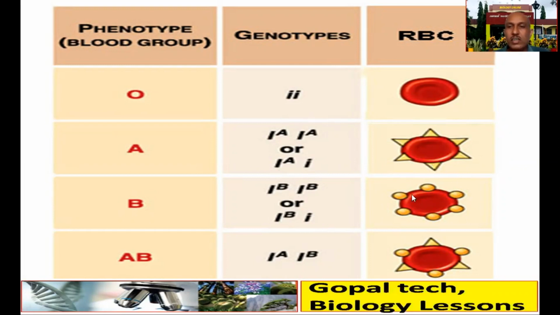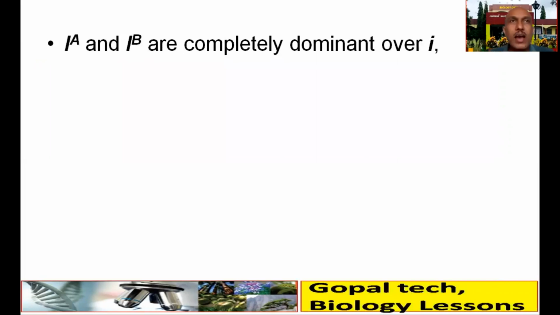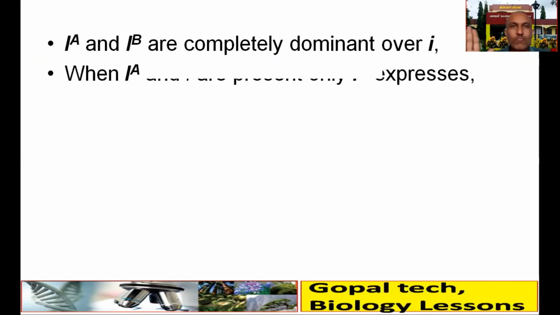Now you can see here again the glycoprotein, spherically shown, indicating glycoprotein sugar. But when they come together, IA and IB, they are not dominant, they are codominant. And you can see the sugar is equally produced on the surface of RBC. Okay. Now, capital IA and capital IB are completely dominant over small i, that is blood group O.